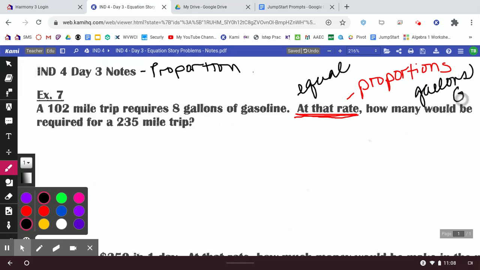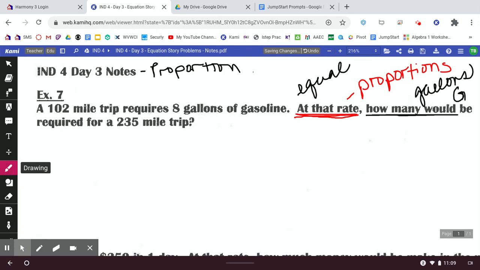So that means our unknown, our variable, because remember, you always decide your variable by the question: how many gallons would be required at 235? So I know I've got everything. I know in my head it's going to be a proportion because I saw the word rate. I've identified my unknown by looking at the question, how many gallons would be required? Since that's the question, that's my variable, my unknown.